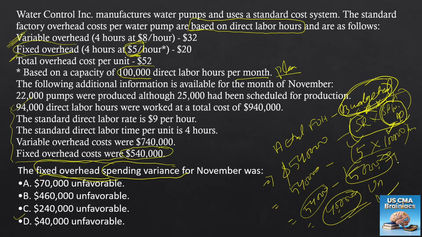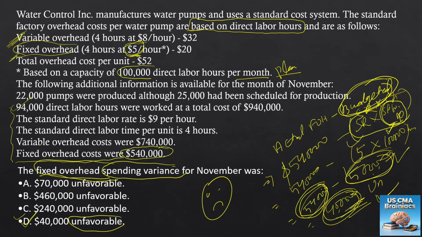So that's why we got 500,000, and the actual is 540,000. Then we got 40,000, the difference between the actual and budgeted. We budgeted 500,000 for the expenses, but we incurred actual fixed overhead expenses of 540,000. That's why this is unfavorable to us. We are unhappy, right? Because we spent more. It's a burden to us, so the variance is unfavorable. So that's why the answer is B. Clear?